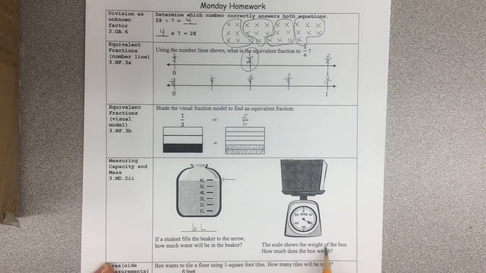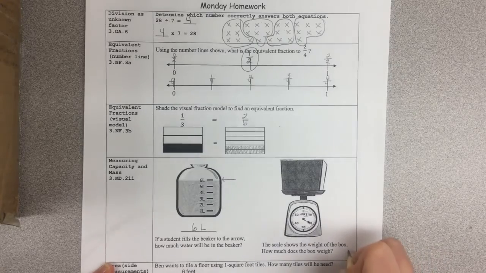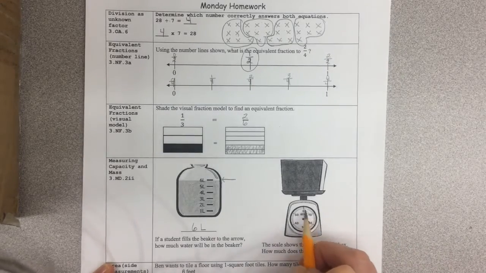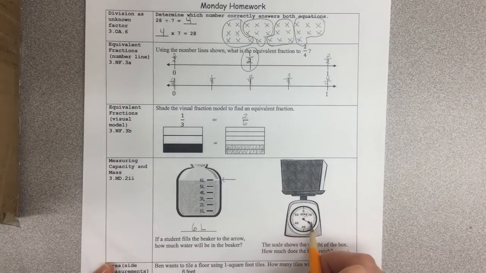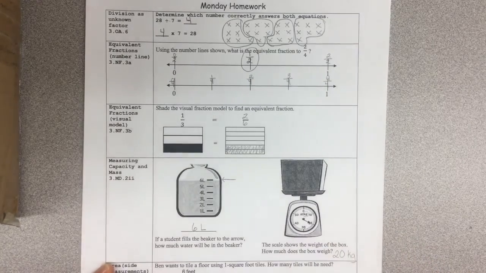The scale shows the weight of the box. How much does the box weigh? Notice that the scale is measuring in kilograms. So the weight is going to be in kilograms. And my arrow goes from 0, where nothing would be on the scale, to the 20 with the box on the scale. So the box would weigh 20 kilograms.